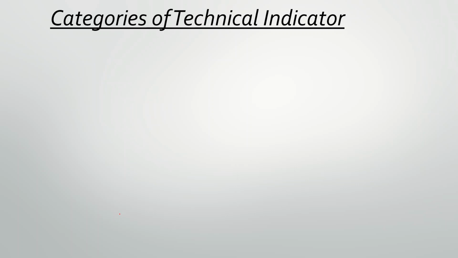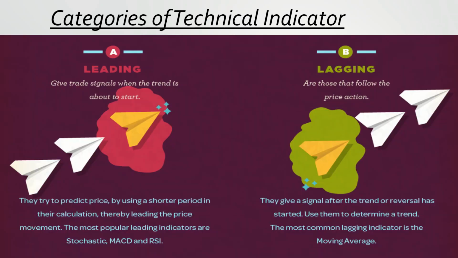And there are some indicators which we call leading indicators. Leading indicators provide a signal a little ahead of price. Those indicators which lag behind are called lagging indicators. Leading indicators give trade signals when a trend is about to start or any condition is about to be fulfilled. What the market is about to do, they will tell you a little ahead of the price. They try to predict the future price by using a shorter period in their calculation.